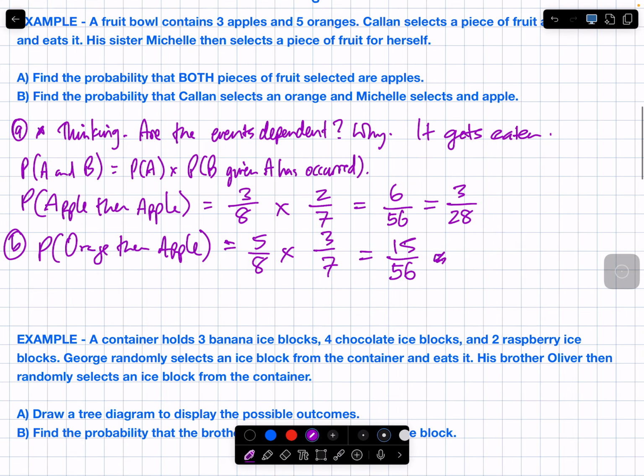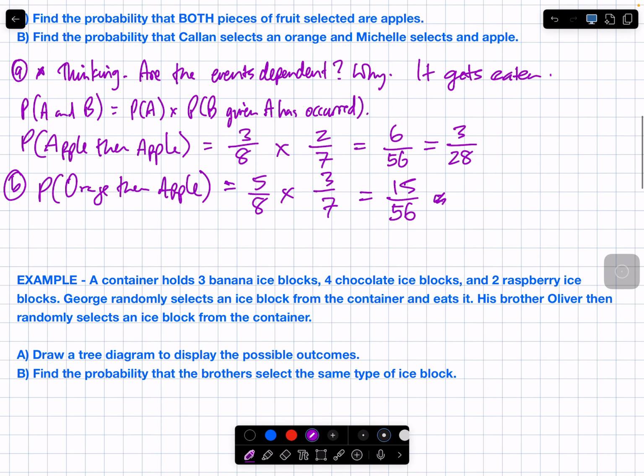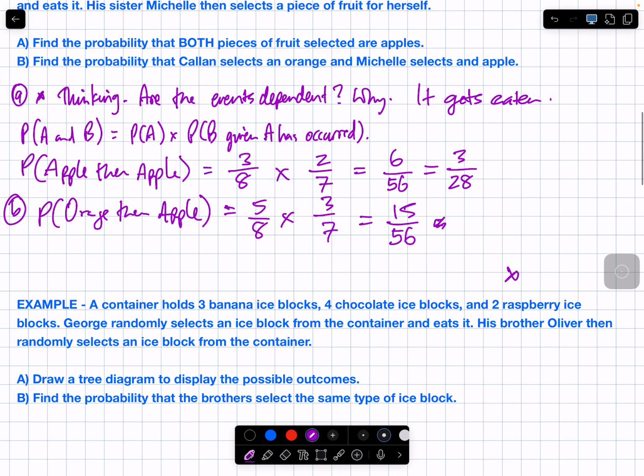Okay. Oh, sorry, I'll give you time to get that, please. Next example is Curly's favourite, tree diagrams.